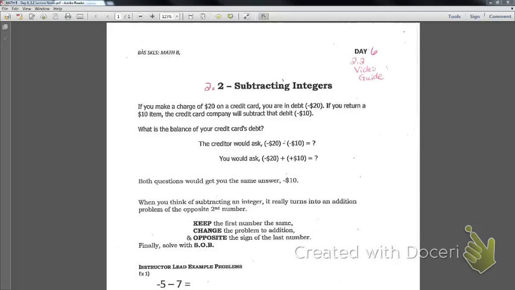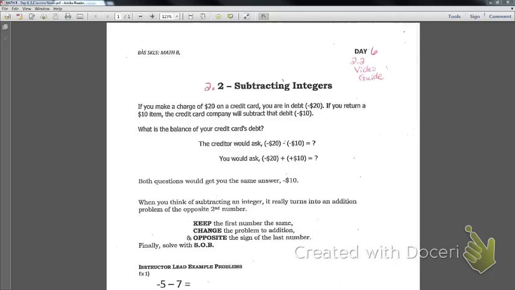So the creditor would ask, well, what's negative 20 minus a negative 10? But you would ask, what's negative $20 plus the $10 that you deposited? So we actually will convert any subtraction of integers into addition problems because it's what makes sense to us. And then we can use all our same rules of addition.